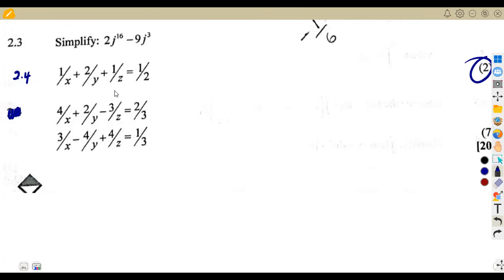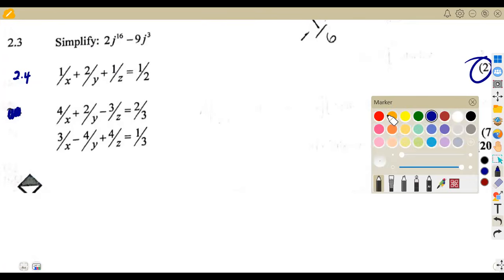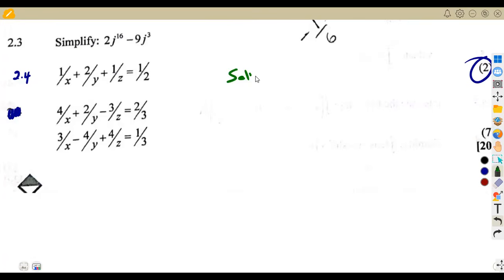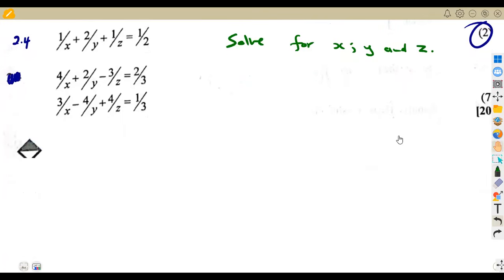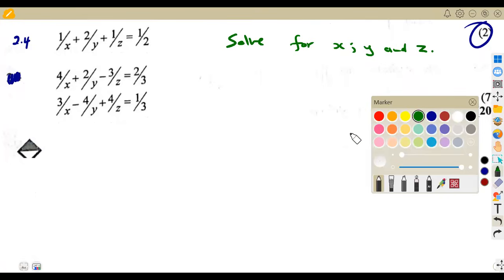What we are going to do is solve for x, y, and z. How can we solve for x, y, and z? We talked about this, guys, using our determinants. If you watch the video on determinants, that has got everything about our determinants. Anyway, this is not the right time to talk about that.